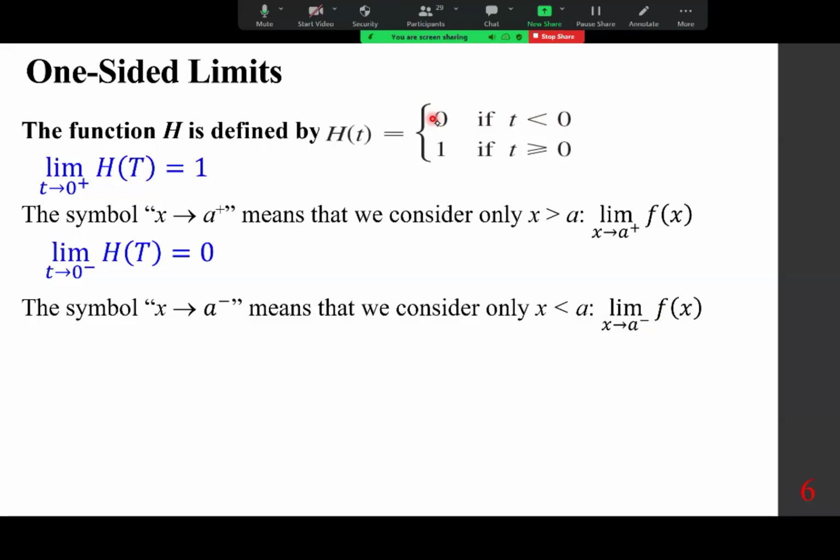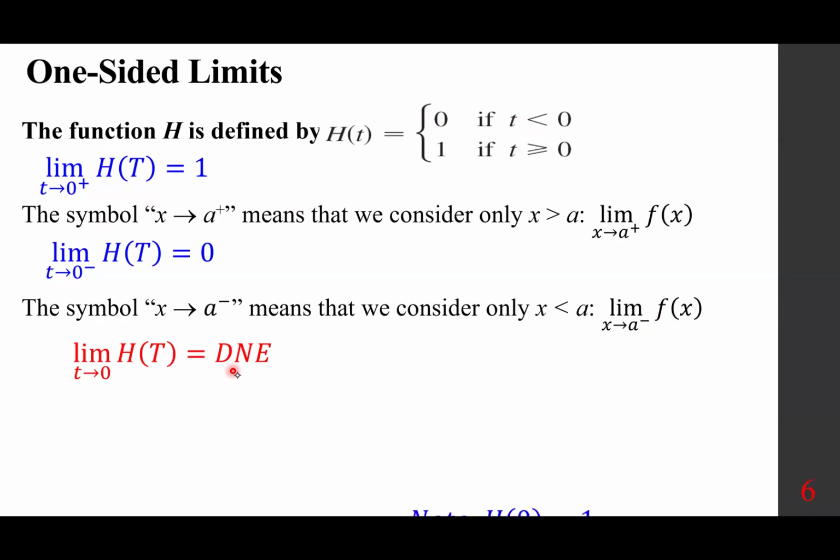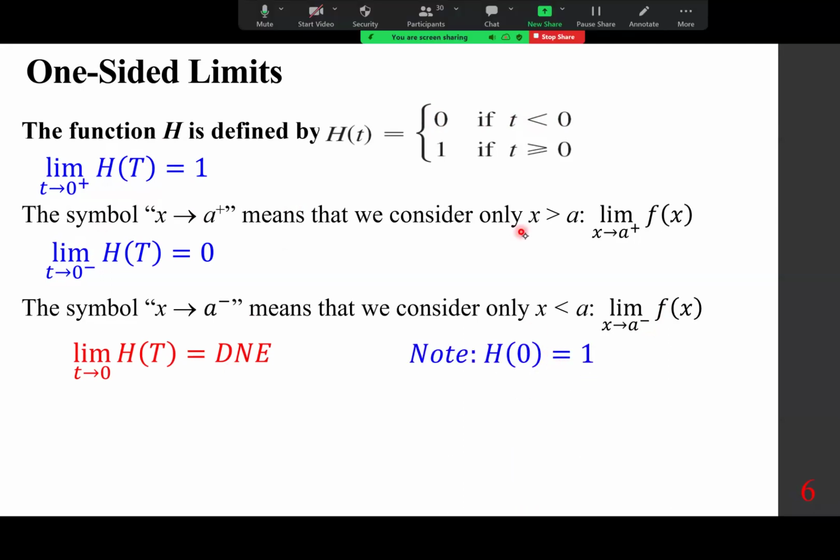And the limit exists if the one-sided limits are identical. Since the two are different, the limit of h of t as t approaches 0 does not exist. Notice, by the way, h of 0 equals 1 because the meaning of equality gives rise to the functional value. At t equal to 0, h of 0 becomes 1.